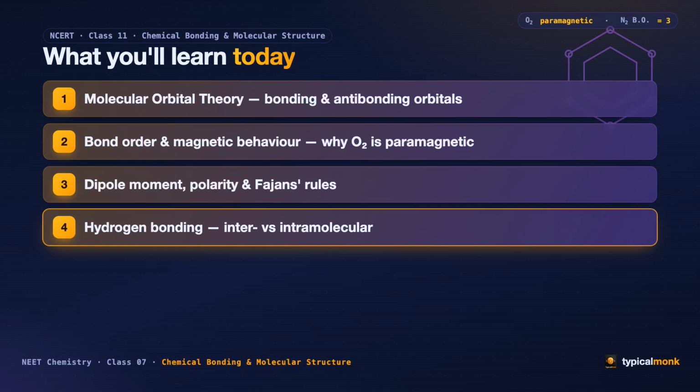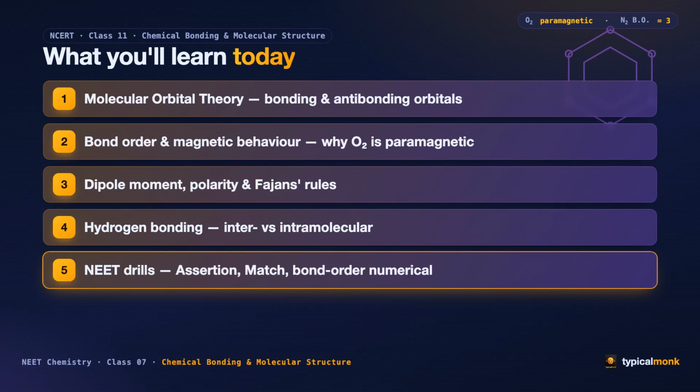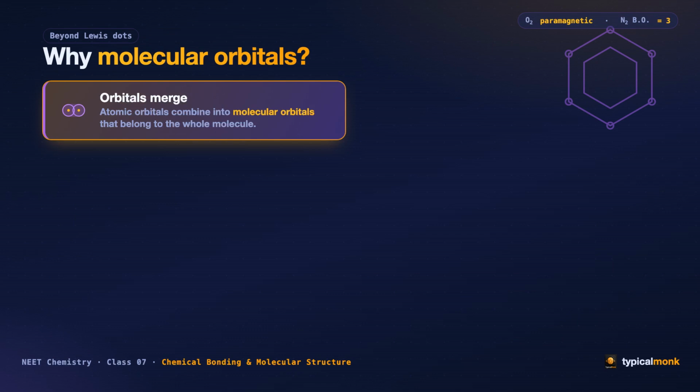Fourth, hydrogen bonding, the quiet force between molecules, and the difference between the inter and the intramolecular kind. And fifth, the NEET drills: assertion and reason, match the column, and a bond order numerical. So everything you learn today, you can also score with. Ready? One idea at a time. Let us start with why we need a whole new picture.